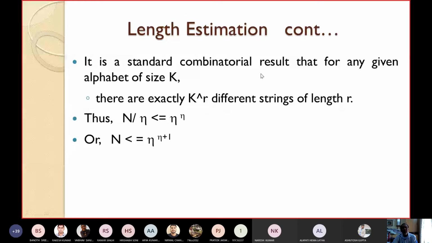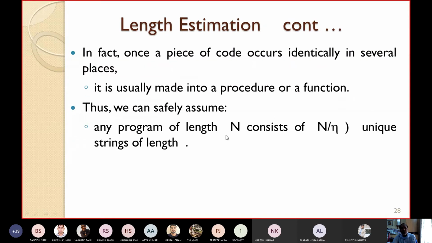It is a standard combinatorial result that for any given alphabet of size k, there are exactly k to the power r different strings of length r. This is just a combinatorial problem. So mathematically we can write that any program of length n consists of n by eta unique strings of length eta.